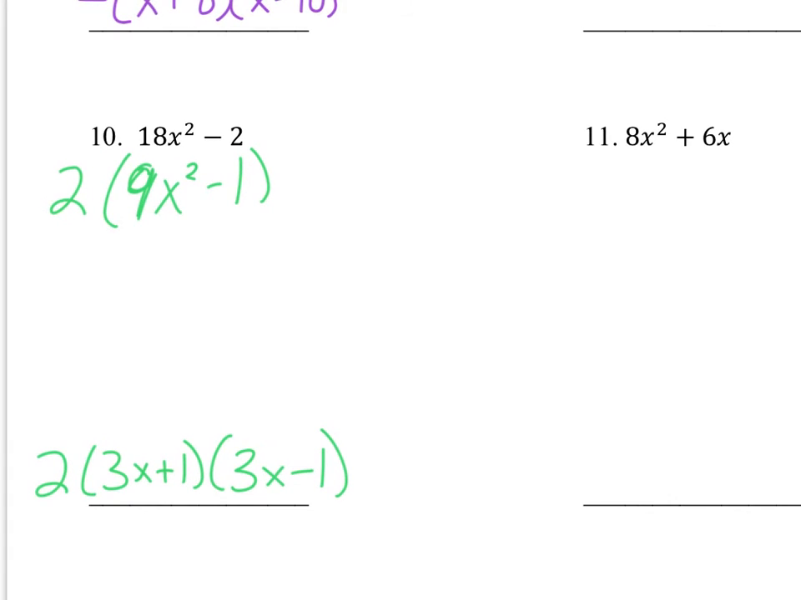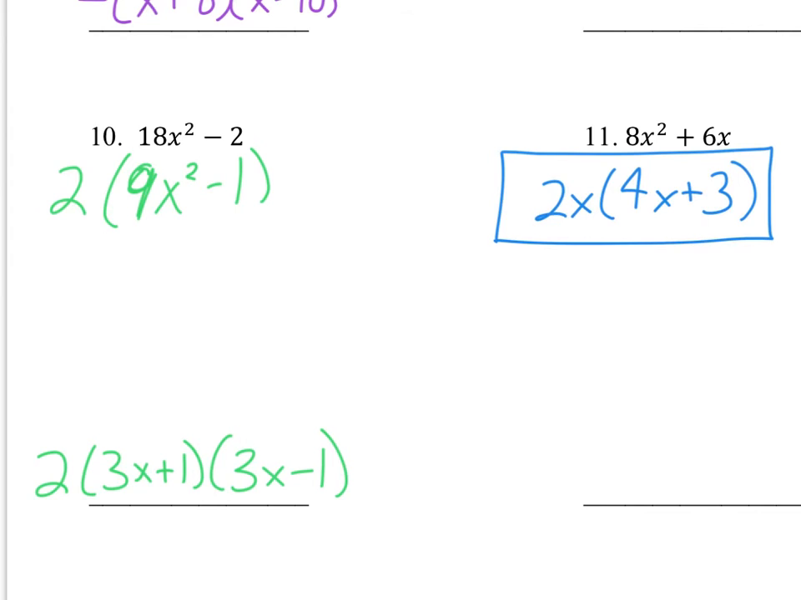Brings us to number 11, where we can factor a 2x out. So I take that 2x out, that leaves me with 4x plus 3. And that's actually all we can do there, is factor that 2x out. It gives us 4x plus 3, so that's our answer right there. Didn't mean to draw through the 2. Try that again. There we go.